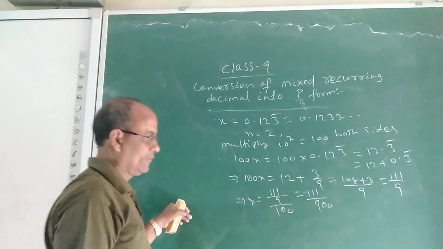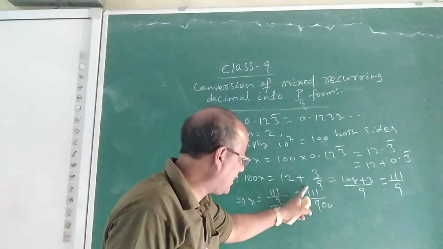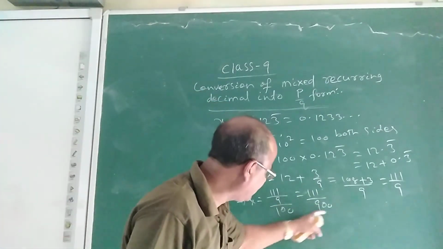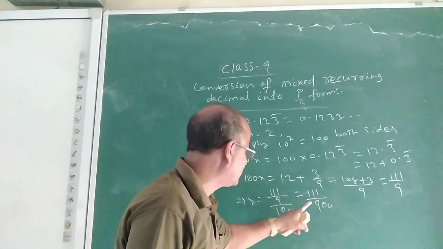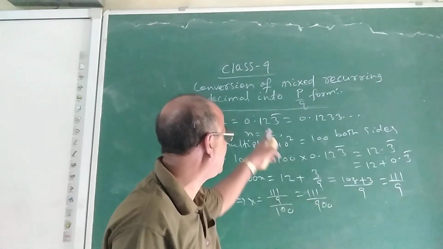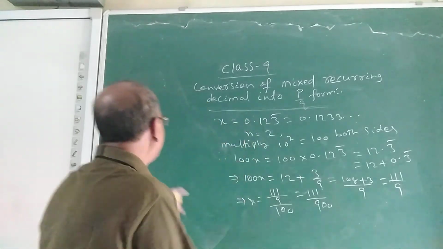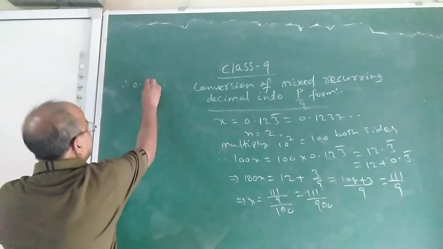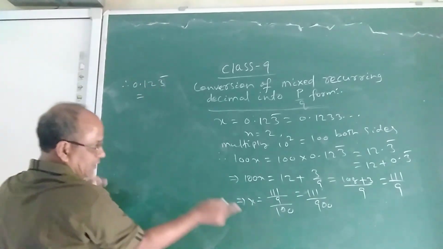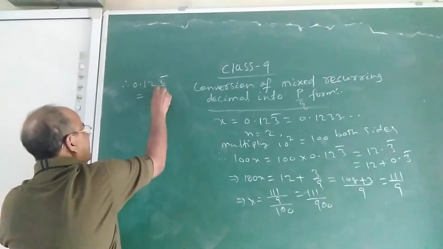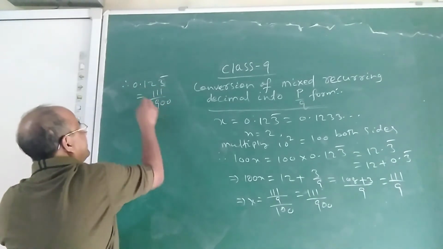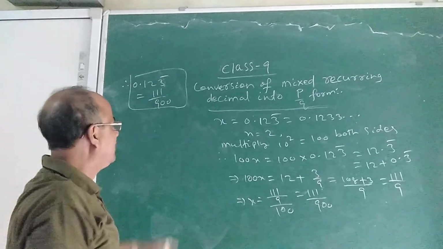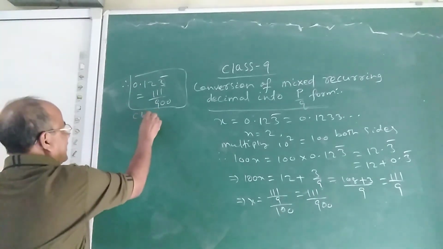See children, clearly 111 and 900 do not have any common factor other than 1. That means it is in the lowest form or simplest form. So this will be the required rational number of this mixed recurring decimal. Therefore, the conclusion is that 0.123 bar will be equal to 111 by 900, the required P by Q form of 0.123 bar. Now let us check whether our solution is correct or not.